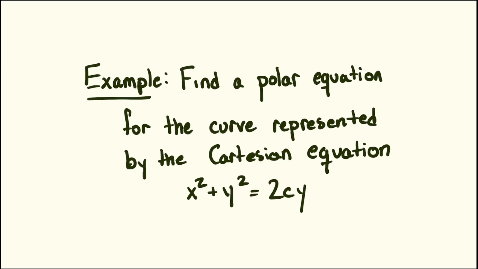We are looking for a polar equation today, and we're going to start with a Cartesian equation: x squared plus y squared is equal to 2cy. We're going to get rid of our x's and our y's, and add in r's and thetas. Those are the two letters that we want to have. To do this, we're going to need a couple pieces of information.